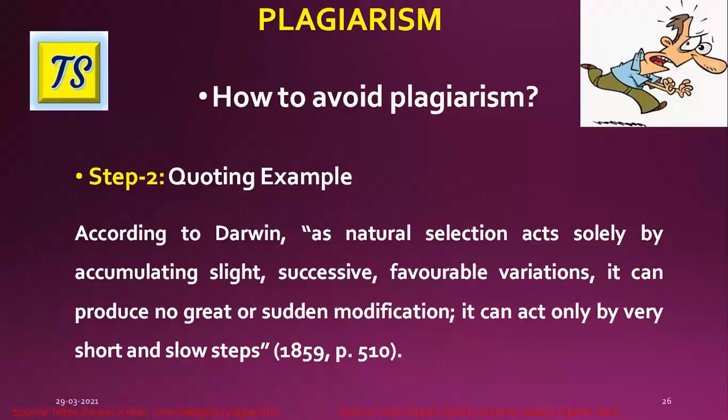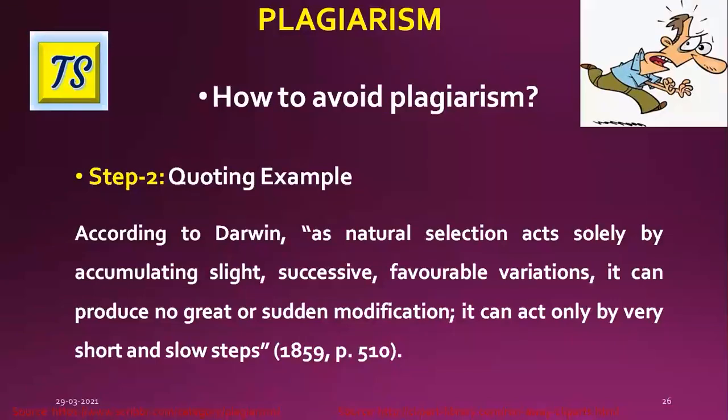See the example. This is a quoting example. This is the Darwin quoting. It has been reproduced as it is. Within the double quotes, the Darwin definition has been provided. See the last row. The year and the page number need to be mentioned like this. This is called an in-text citation or in-cite reference.